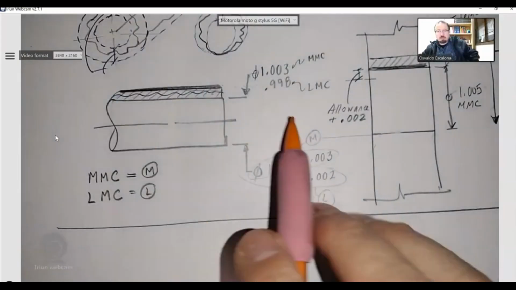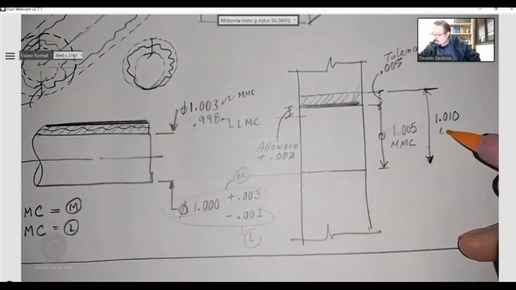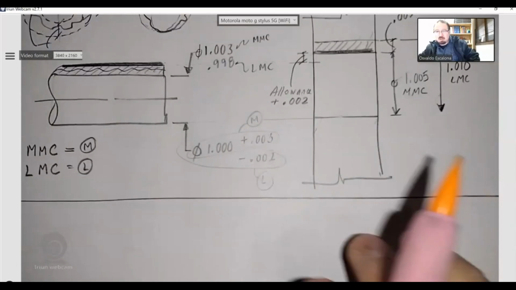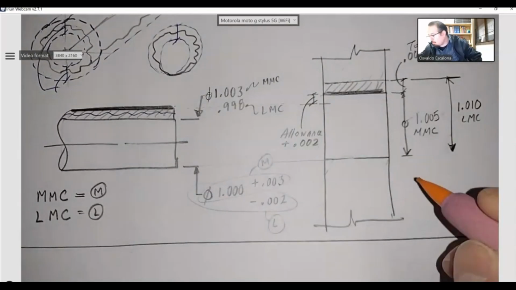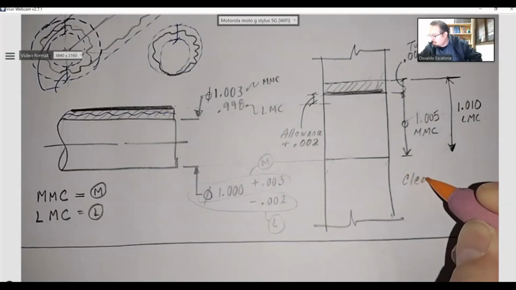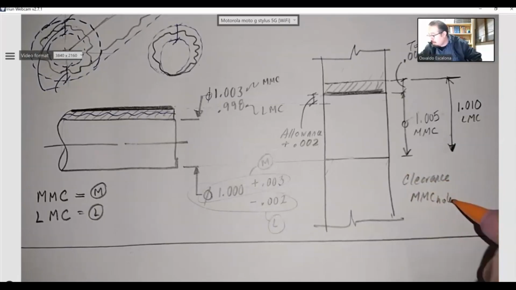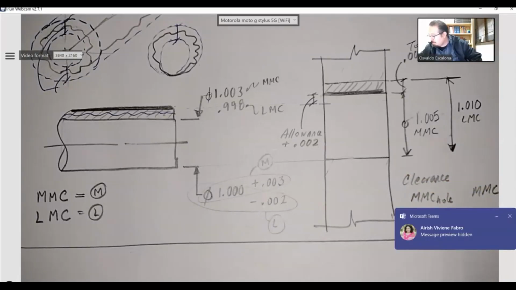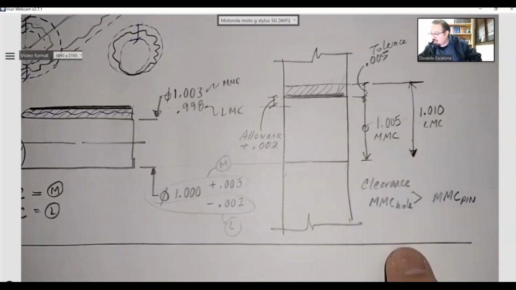Remember, this is the MMC, the LMC for the pin. This is the MMC for the hole and the LMC for the hole. And if I want to know if it's going to mate, all I have to do is compare the MMCs. So, for example, is it going to be a clearance? Let's say the MMC of the hole and the MMC of the pin. You compare both of them. If the MMC of the hole is bigger than the MMC of the pin, it will always guarantee that you will have a clearance condition.